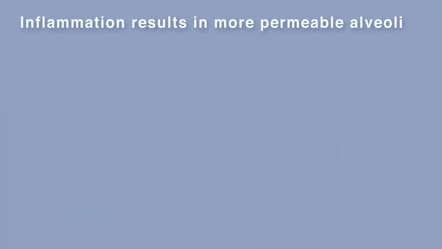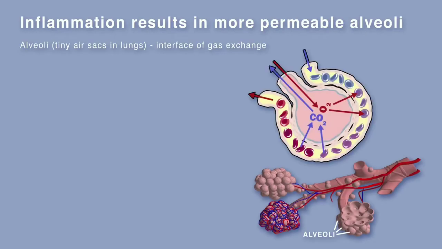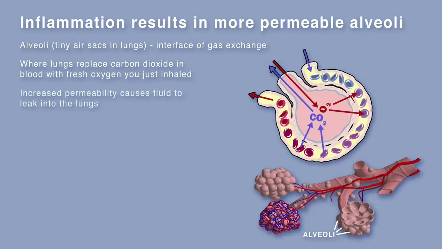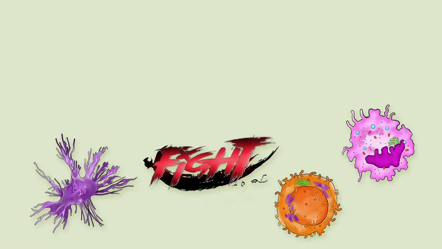The inflammation also results in more permeable alveoli. Alveoli are the location of the thin interface of gas exchange, where your lungs replace carbon dioxide in your blood with fresh oxygen you just inhaled. Increased permeability causes fluid to leak into the lungs. This decreases the lung's ability to oxygenate blood, and in severe cases, floods them so that you become unable to breathe. Sometimes, this can be fatal. The immune system's overreaction can also cause another kind of damage.